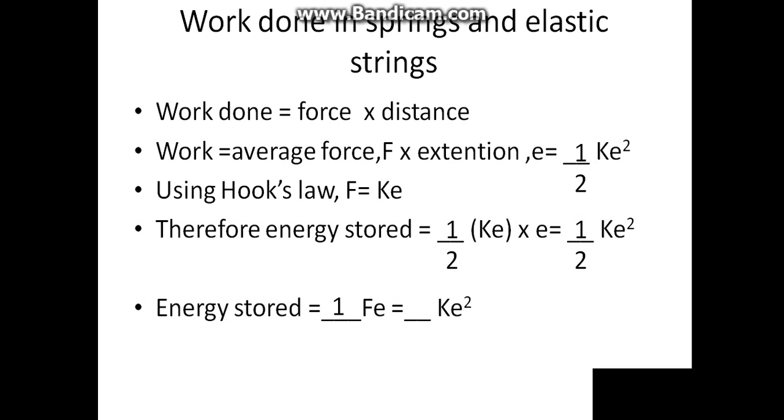Work done in springs and elastic strings. Work done is equal to force times distance. Work is equal to average force F times extension e, which is equal to half Ke squared. Using Hooke's law, F is equal to Ke. Therefore, energy stored is equal to half Ke times e, which is equal to half Ke squared. Energy stored is equal to half Fe, which is equal to half Ke squared.